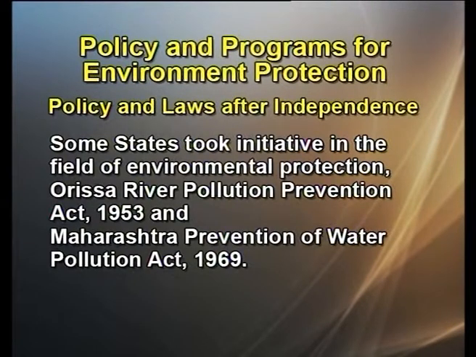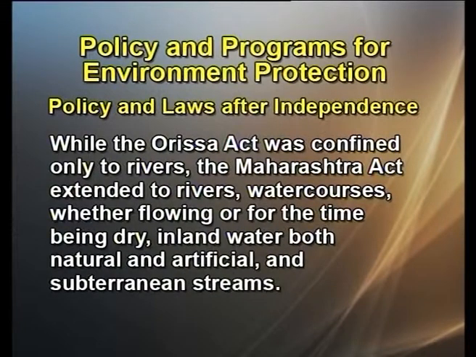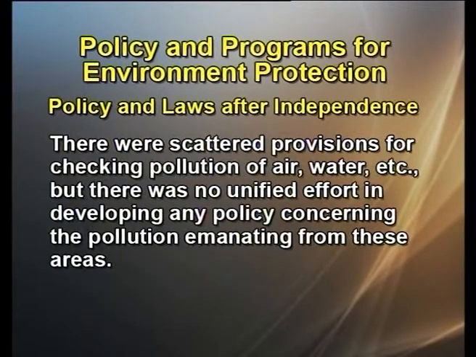Orissa River Pollution Prevention Act 1953 and Maharashtra Prevention of Water Pollution Act 1969. While the Orissa Act was confined only to the rivers, the Maharashtra Act extended to rivers, watercourses, whether flowing or for the time being dry, inland water, both natural and artificial, and subterranean streams. Thus, there were scattered provisions for checking pollution of air, water, etc. But there was no unified effort in developing any policy concerning the pollution emanating from these areas.